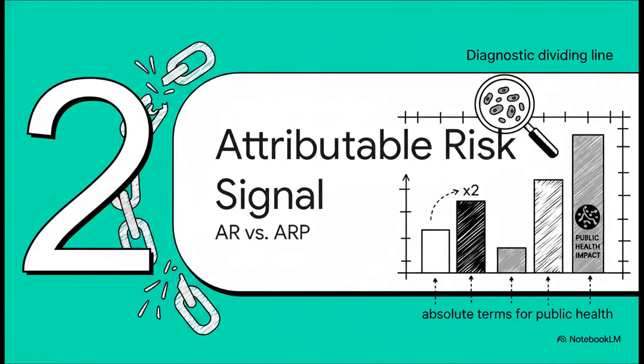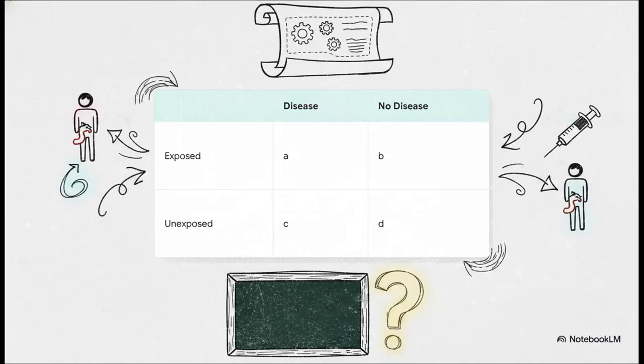Moving right along to Section 2, the attributable risk signal, AR versus ARP. Moving beyond just associations, we hit the diagnostic dividing line to ask, how much disease is actually caused by this exposure? This brings us to the classic 2x2 grid. It's the foundational blueprint for calculating absolute differences in clinical trials. A represents the exposed who got sick, while C captures the unexposed who still got sick anyway. It's the perfect setup for our next calculation.